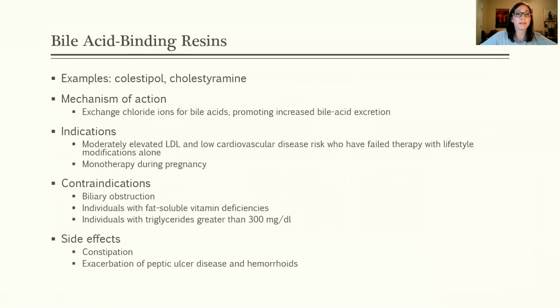Next is bile acid binding resins. I've listed a couple of examples here, colestipol and cholestyramine. These medications work by exchanging chloride ions for bile acids, promoting increased bile acid excretion, thus lowering your LDL. This is one class of medications that can be used during pregnancy. So that's important to know in treating patients who are pregnant.